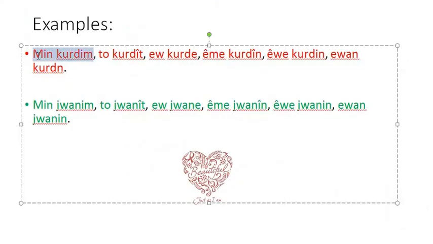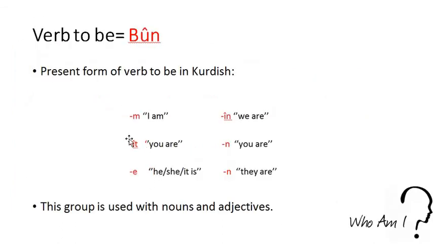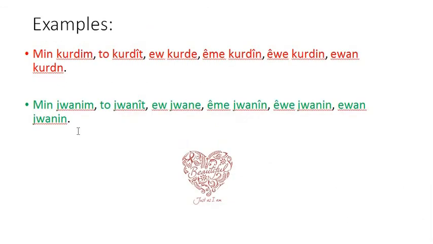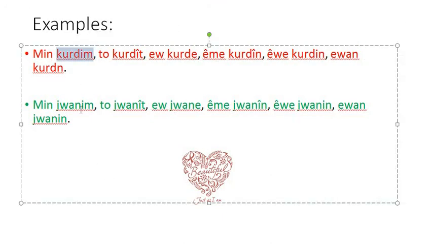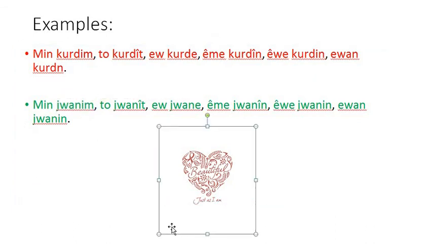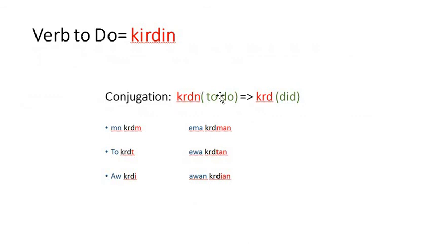For example, you say min kurdum, to kurdit, ewa au kurda, ema kurdin, ewa kurdin, awan kurdin. You add these endings to the nouns and the adjectives. Min joanim means I am beautiful or I'm handsome. It means both of the things. To joanit au joana, ema joanin, ewa joanin, awan joanin. This is noun, this is adjective. As you see, you can add to both of them. Then we have verb kirdin.